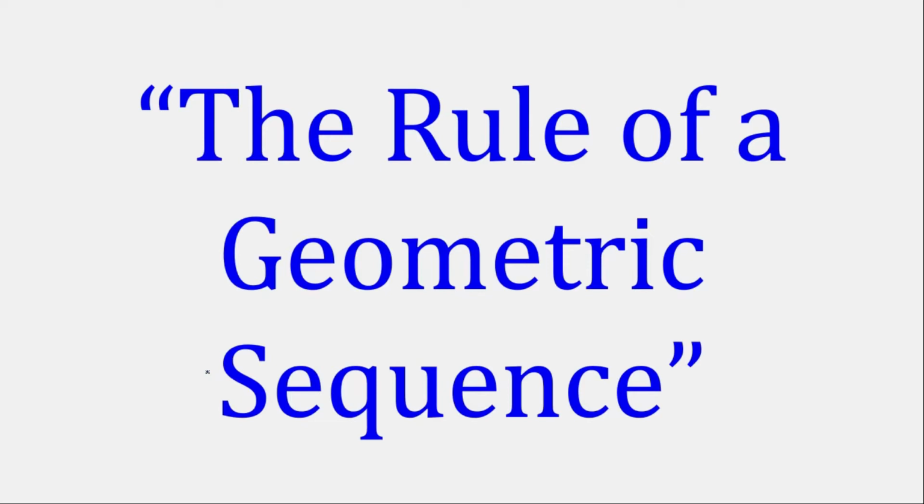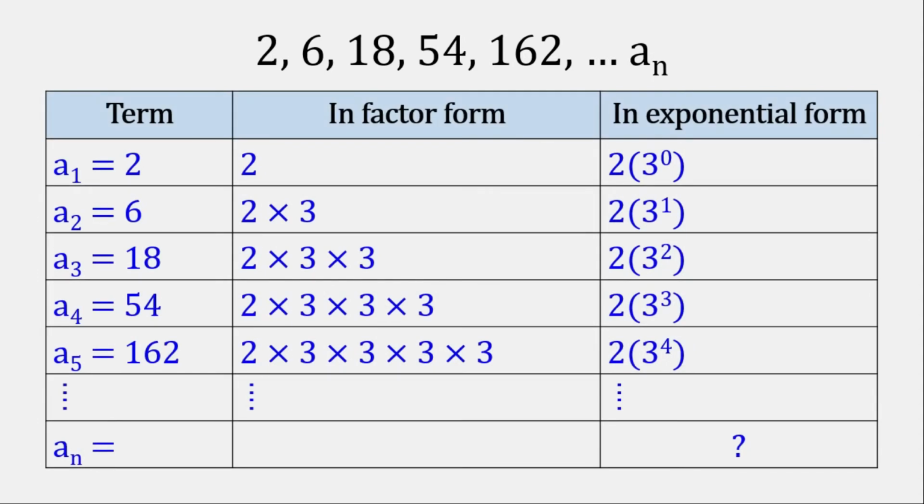Now the rule of a geometric sequence. Let's consider the sequence 2, 6, 18, 54, 162, and so forth until a sub n. Now if we're going to illustrate it by term, a sub 1 is 2, a sub 2 is 6, and we can get a sub 2 by multiplying the common ratio 3 to a sub 1. And the pattern will continue. Now, if we simplify this pattern into exponential form, we can get this.